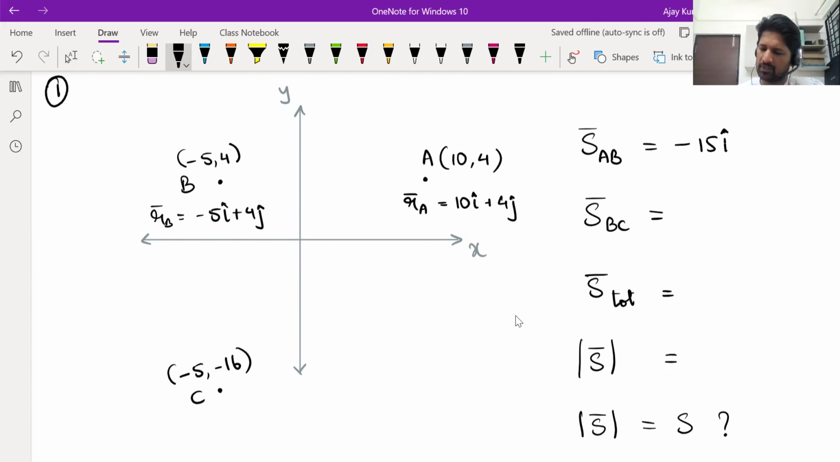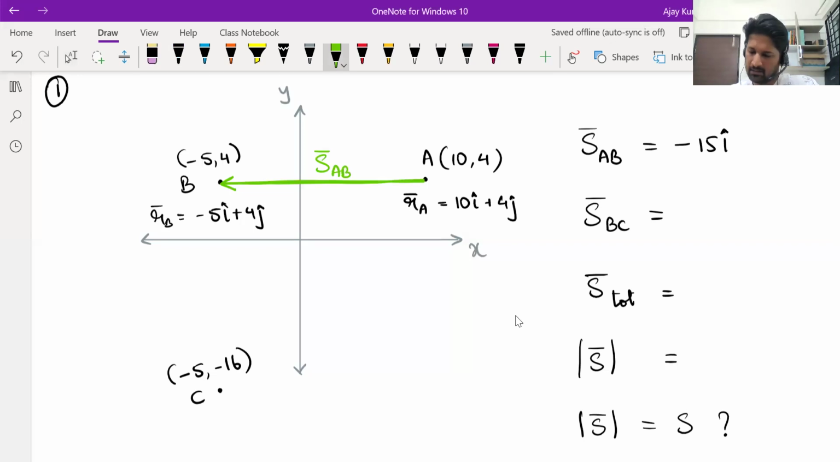And then 4 j cap minus 4 j cap becomes 0. That means the displacement from A to B doesn't have a y component. It makes sense. You imagine the object going from A to B, it's only going like this, right? The displacement is only along the x direction. It doesn't move in the y direction at all. Overall there is no change in position in the y direction. Its y coordinate is not changing, no? That means there is no displacement in the y direction. So this is the displacement from A to B.